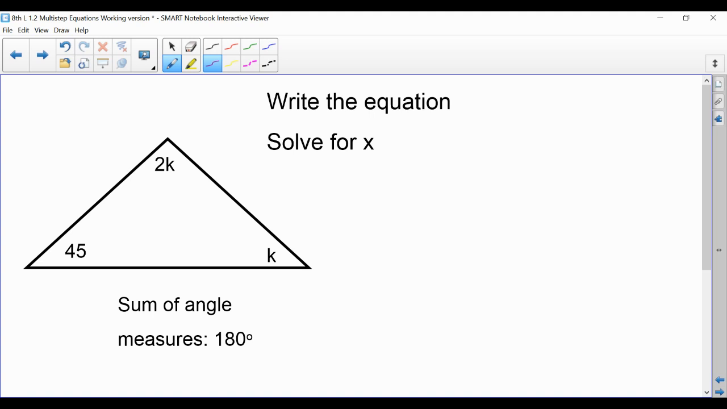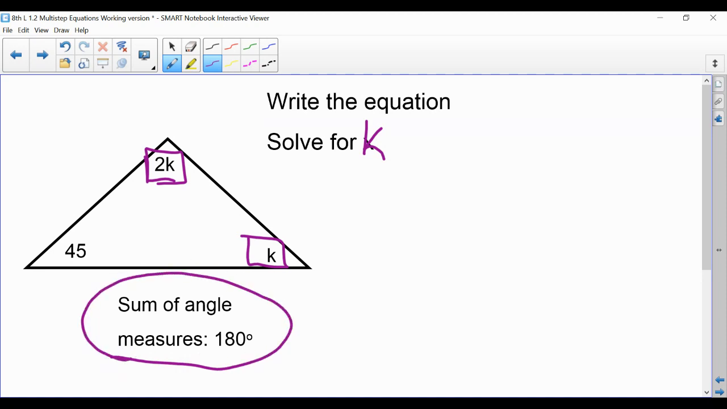Okay, here is our triangle again. This time we have more than just one angle that uses a variable. We have two angles. We're actually solving for k in this one, but they still equal 180 degrees. So it's not too much different than what we just did for the do now.